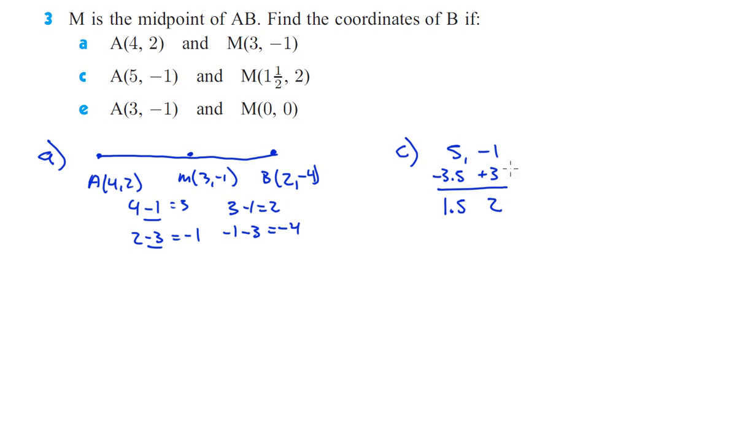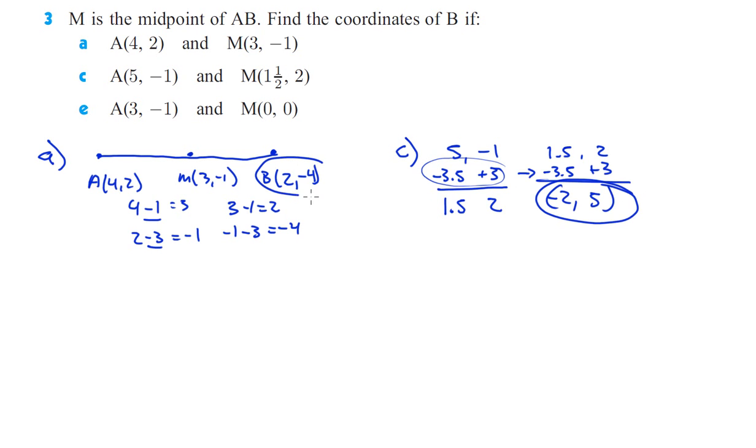So again, this is what gets me halfway. So I'm going to take this here, and then I'm just going to take my 1.5 and 2, because that's my midpoint, and then I'm going to just do this exact same thing here. So subtract 3.5 and add 3. Right? So 1.5 minus 3.5 is negative 2. 2 plus 3 is 5. So that should be my midpoint. Sorry, my other endpoint, which is B. Okay? Okay, let's try E.